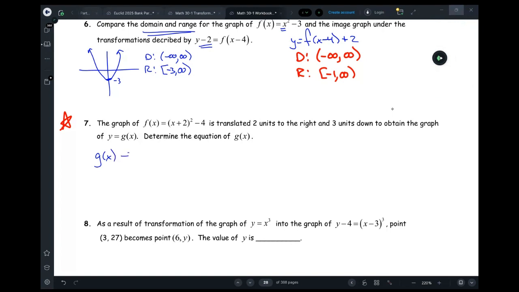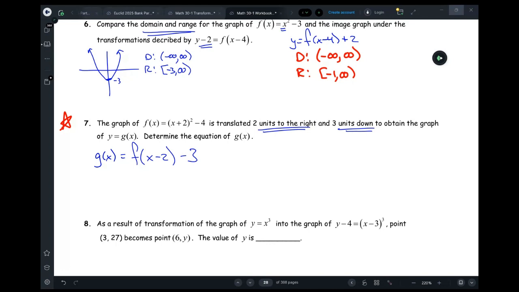So my new g of x is going to equal a transformation of f of x, and that's going to be 2 to the right, 3 down. Meaning, inside f of x, 2 to the right looks like x minus 2. And then to get 3 down, I might replace y with y plus 3, but then I'm going to bring it over. So it's going to look like this.